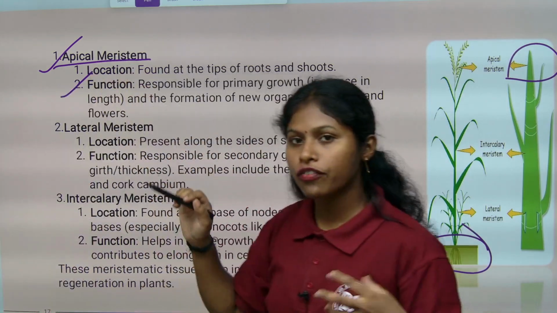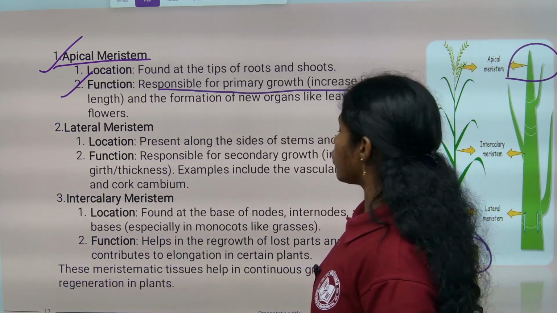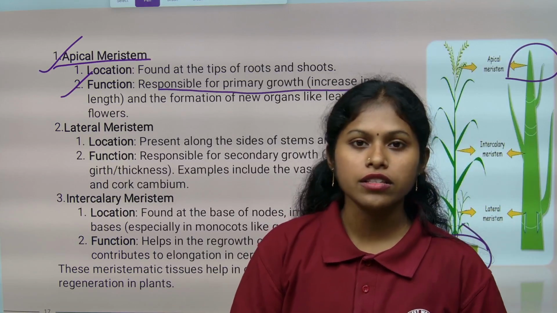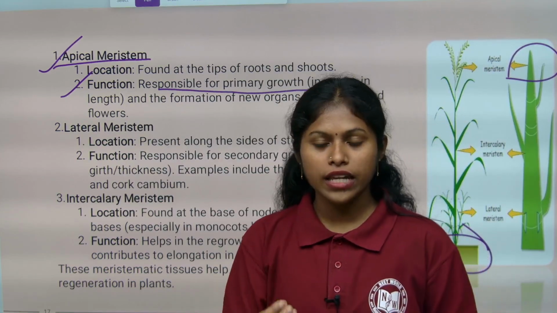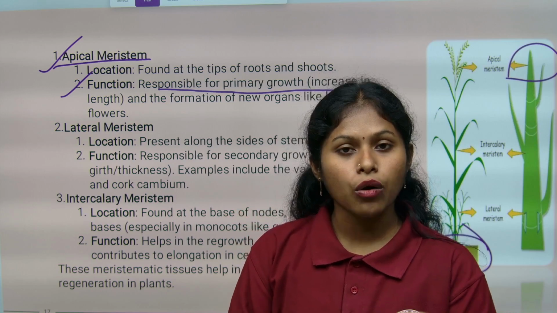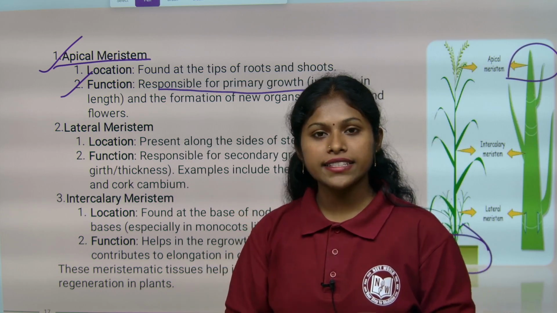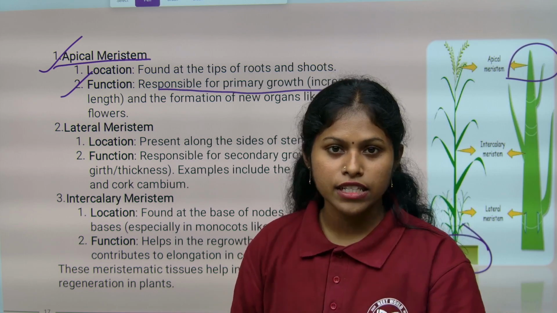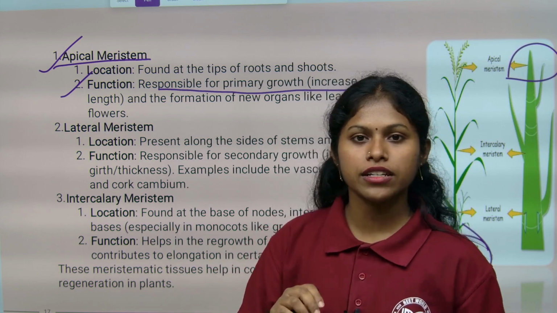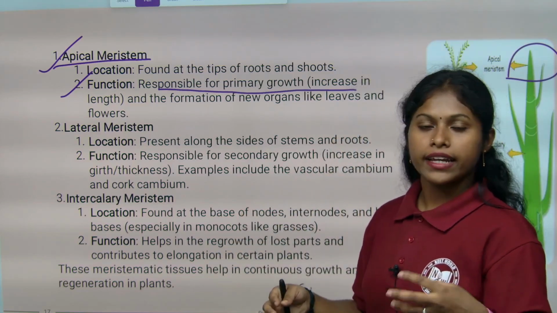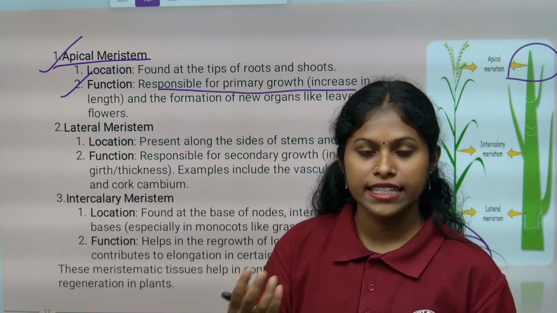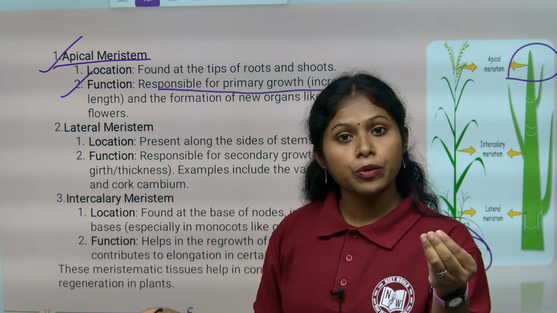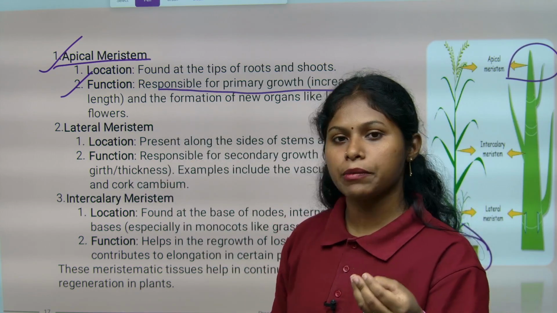And what is the function of it? It is responsible for primary growth. When the seed is in the soil, the first arising part is what, children? The roots and also the shoot. How is the plant arising? Because of the presence of actively dividing cells. Those actively dividing cells we call meristematic tissue, right children? Because of that meristematic tissue the plants are arising. We can see the growth of the plant, right? So which meristematic tissue is present in that? Nothing but the apical meristematic tissue.